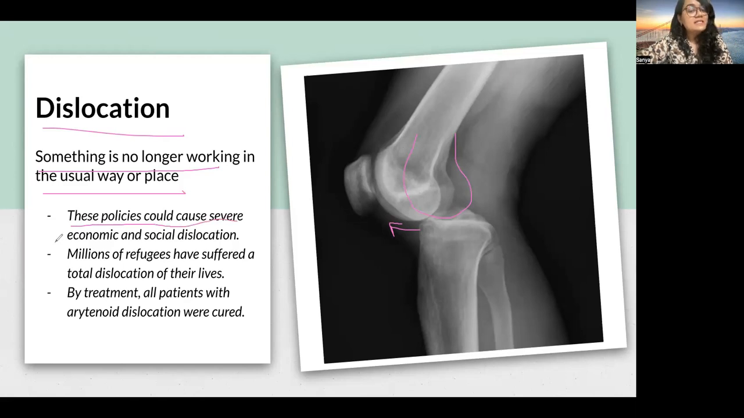These policies could cause severe economic and social dislocation. That means these policies could cause the economic and social issues to not be handled the way they were. Millions of refugees have suffered a total dislocation of their lives. That means millions of refugees are no longer able to stay or work the way they were, right? They have been dislocated. They have been moved away. By treatment, all patients with arytenoid dislocation were cured, right? So by treatment, all the patients who were having this kind of dislocation, that means a joint dislocation, they were cured, right? So dislocation, something not being in its usual way or place, leading to absence of its same function, right? So dislocation.